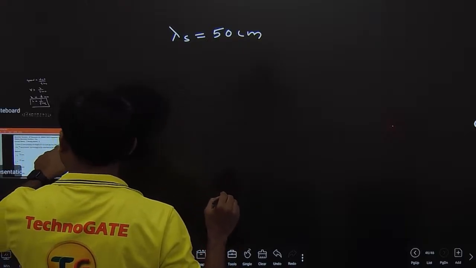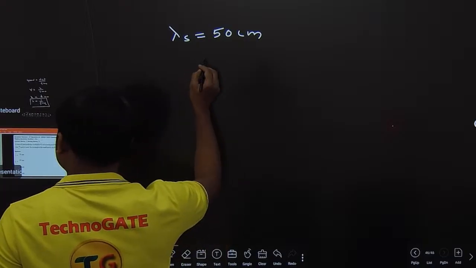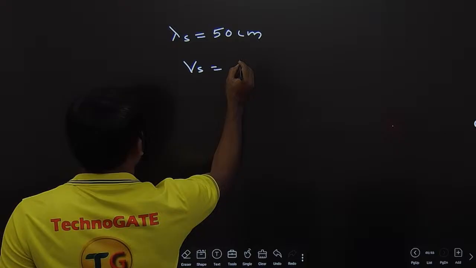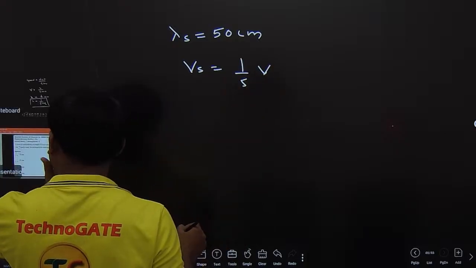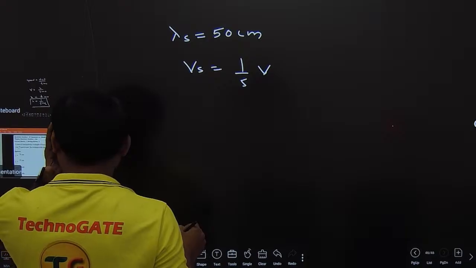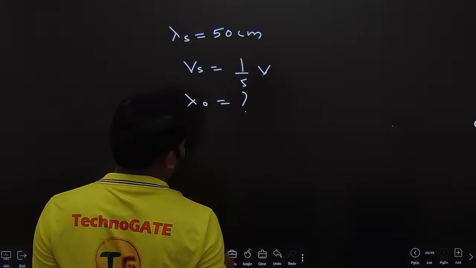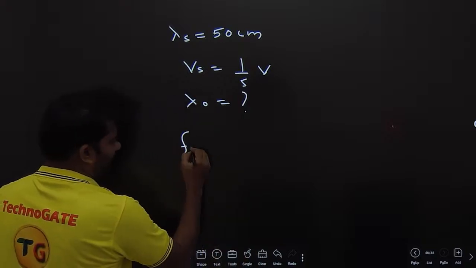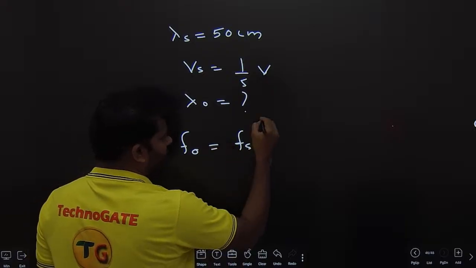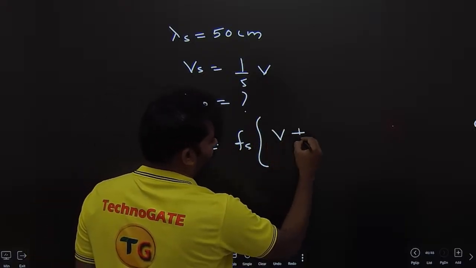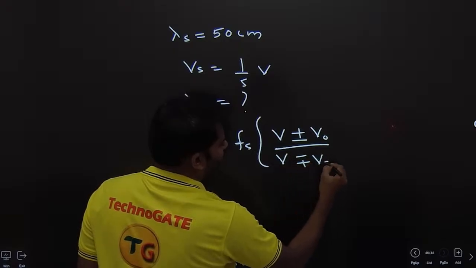He is moving away from the observer. The source is going away from the observer. With a speed of Vs is equal to 1/5 times the velocity of the sound. The wavelength of sound heard by the observer is lambda O, how much? We have the formula: frequency at observer is equal to frequency at the source into V plus or minus V naught by V minus plus Vs.